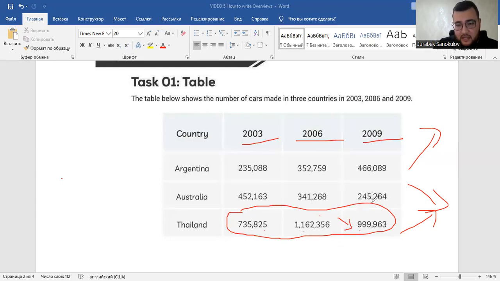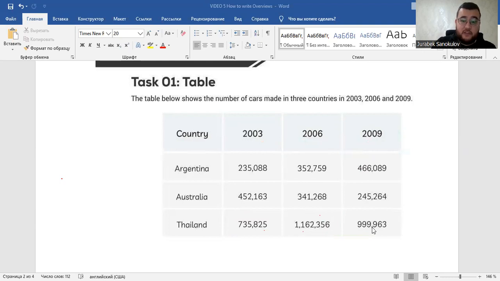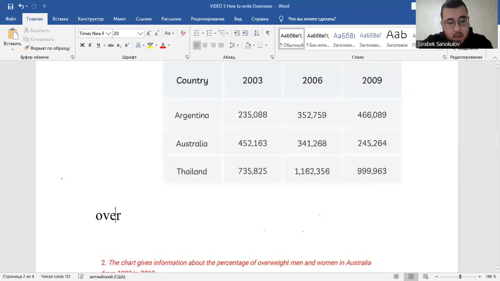So the first thing is this, we're going to say Argentina increased. The second thing that we're going to say is Australia decreased. And the third thing that we're going to say is Thailand also increased. And the fourth thing that we're going to talk about is this: Thailand showed consistently bigger numbers in all years, despite a decrease in the final year. So, 4 key features. So let's write this.